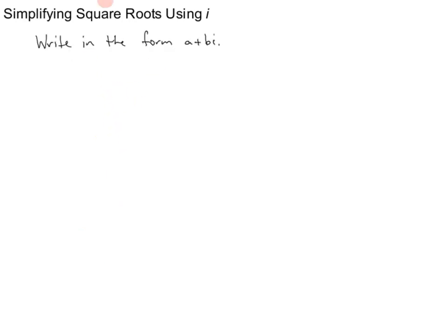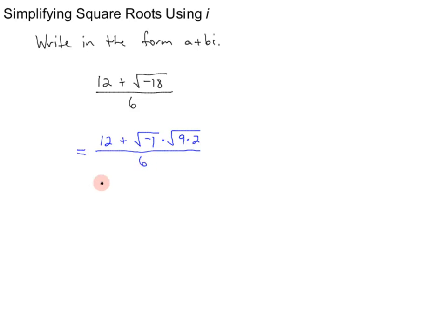Okay, I want to write in the form a plus bi. You can write any complex number in this form. So let's say that we have 12 plus the square root of negative 18 all over 6. The first thing you'd want to do here is to simplify the square root of negative 18 by first pulling out the negative 1. Now you've got the 18. You could break that down to 9 times 2 because 9 is a perfect square. And on bottom you have 6 still.